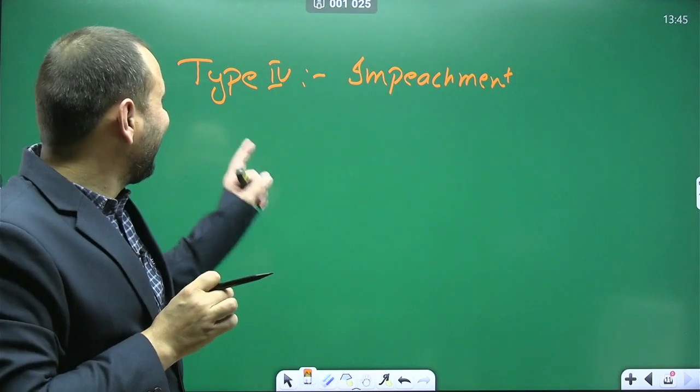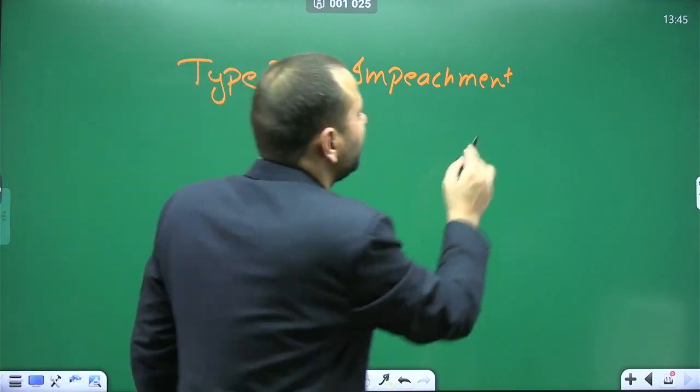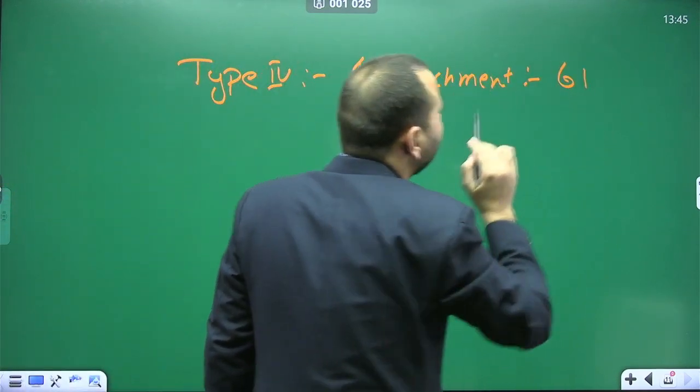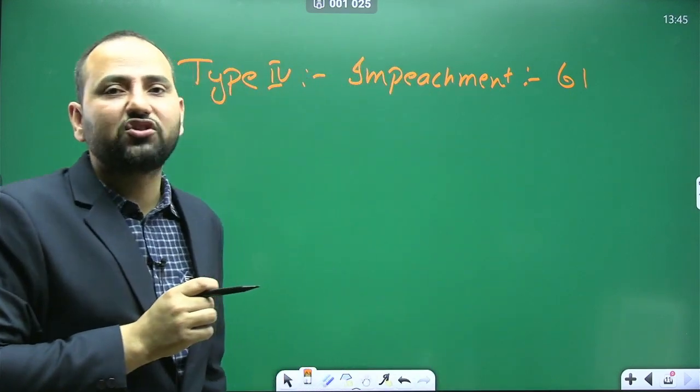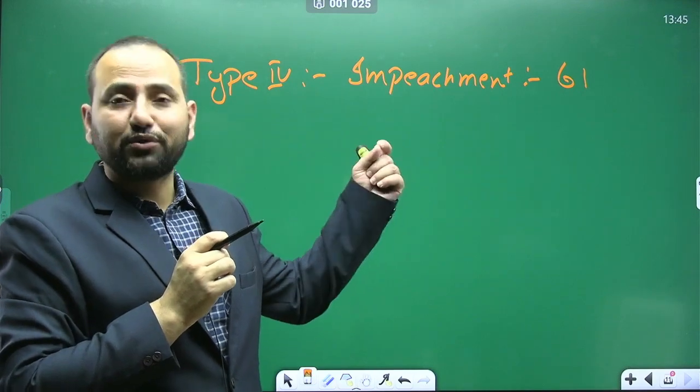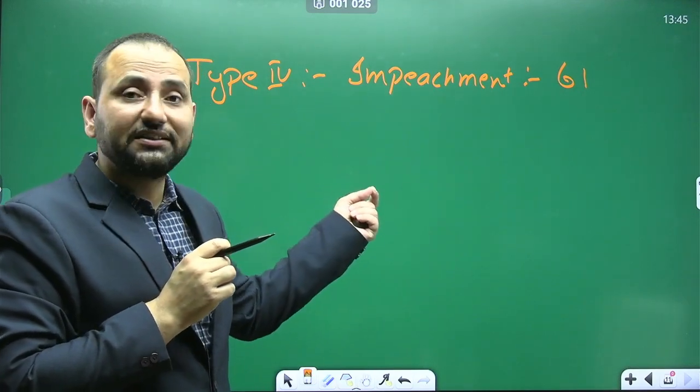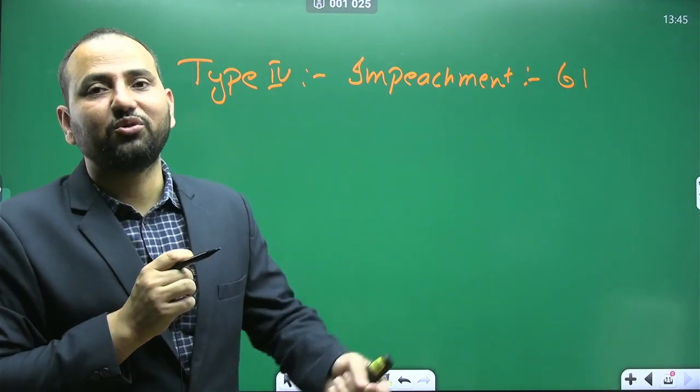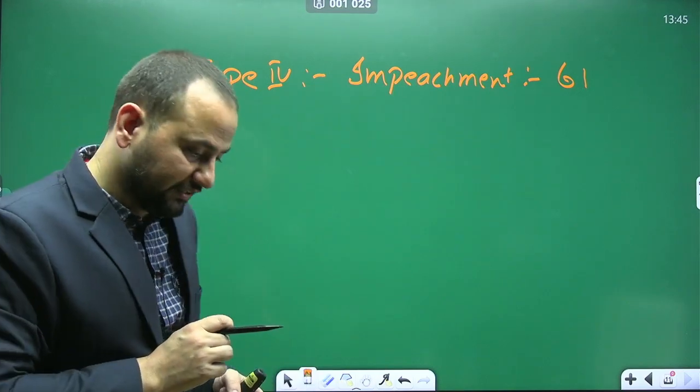And Article 61 of the Indian Constitution, which provides for impeachment of the President of India, needs to be understood. Here we have to understand that just like we saw the concept of absolute majority, we need to understand this concept of impeachment of the president also. So what happened in the case of absolute majority?